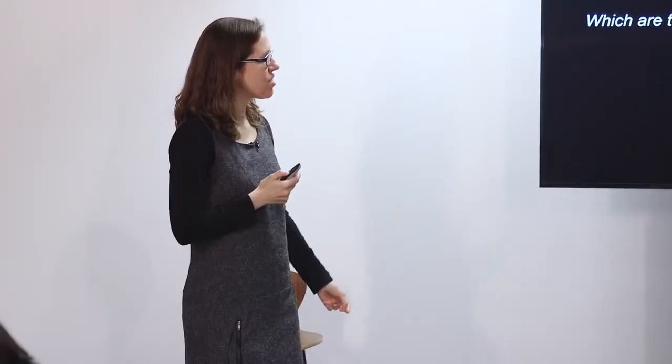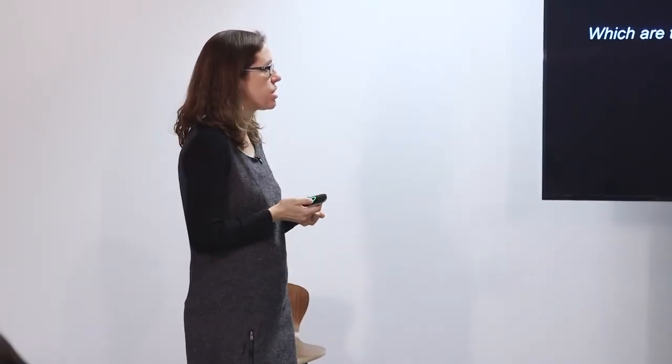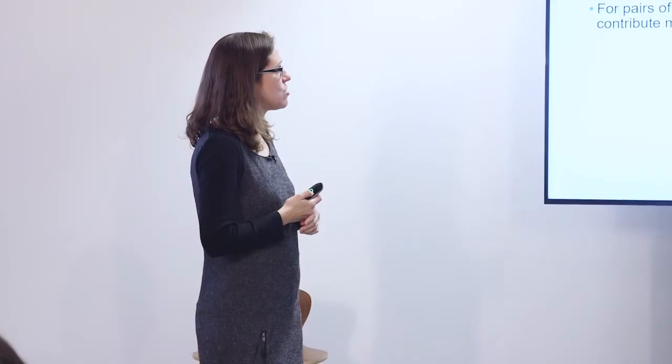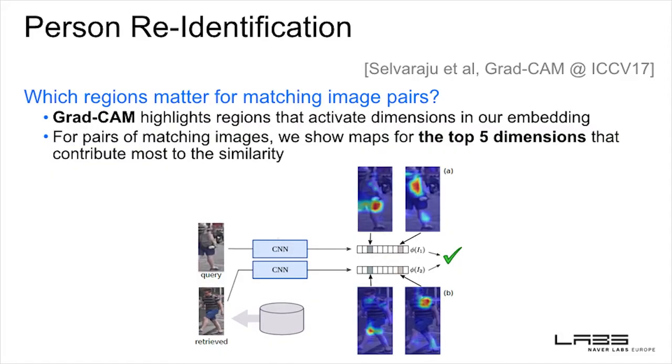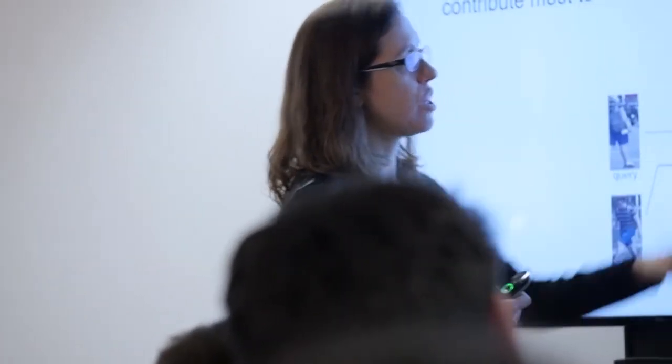What is interesting to look at is what are the regions that matter when matching pairs of images. Because we've seen that all the other approaches were improving by doing some explicit alignment mechanism. So in our case, why can we do this so well without any explicit matching? And to visualize that, we use the Grad-CAM algorithm, an algorithm that was proposed a few months back at a conference. This algorithm is looking at regions that activate certain dimensions.